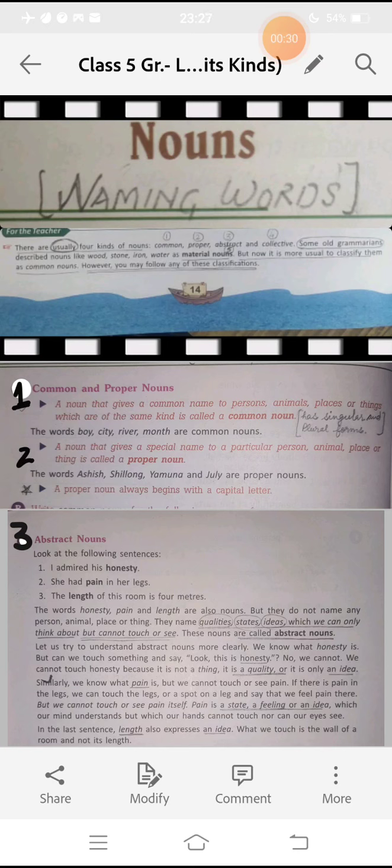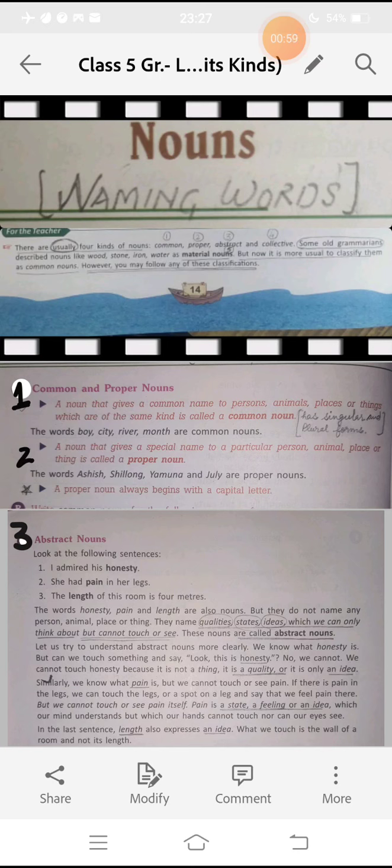If we go to the next part of the topic, kinds of noun, children, usually 4 kinds of nouns are mentioned in the books. In the new upgraded or updated books, you will find 4 kinds of nouns, and these are common, proper, abstract, and collective.